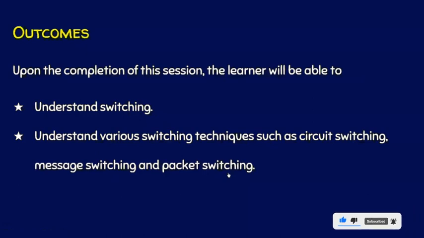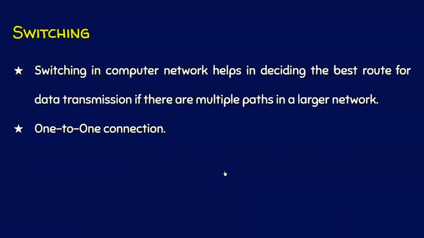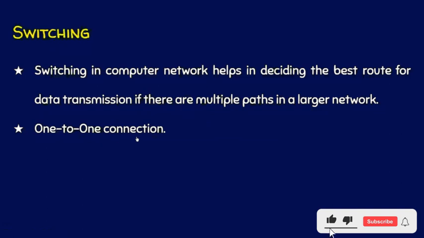We will start with the definition of switching. Switching in computer network helps in deciding the best route for data transmission if there are multiple paths in a large network. For example, if you take the internet, there are multiple paths between the source and the destination, and switching helps in deciding the best route for data transmission.